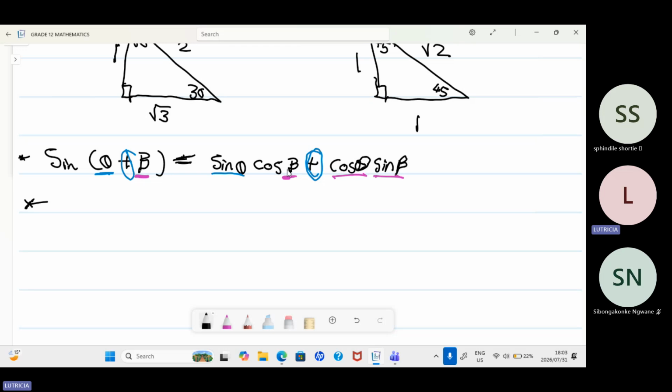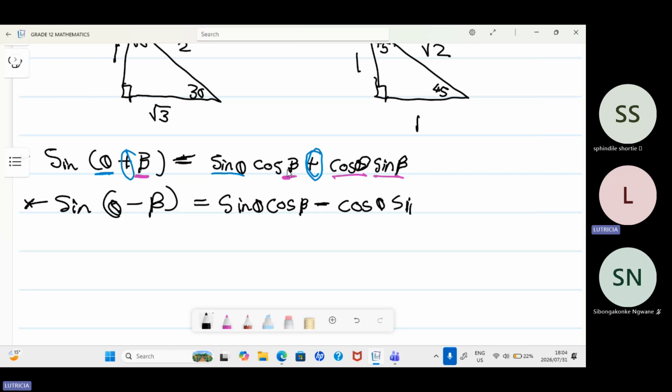When there's a negative with sine, it's still going to be sine theta cos beta minus, please take note of the signs, cos theta sine beta. The reason why I was emphasizing the signs is because when we're now working with cos, it changes.